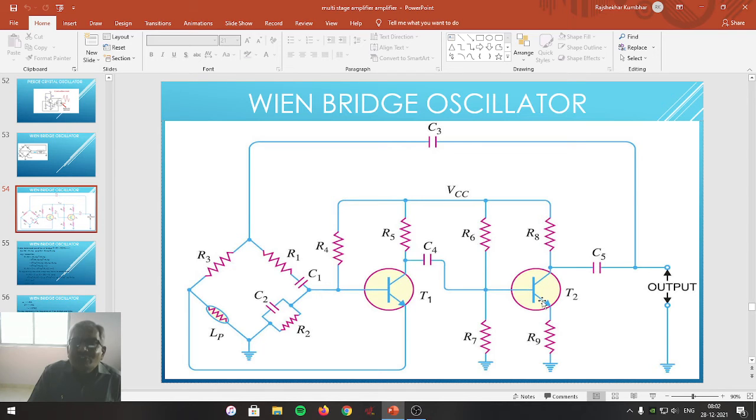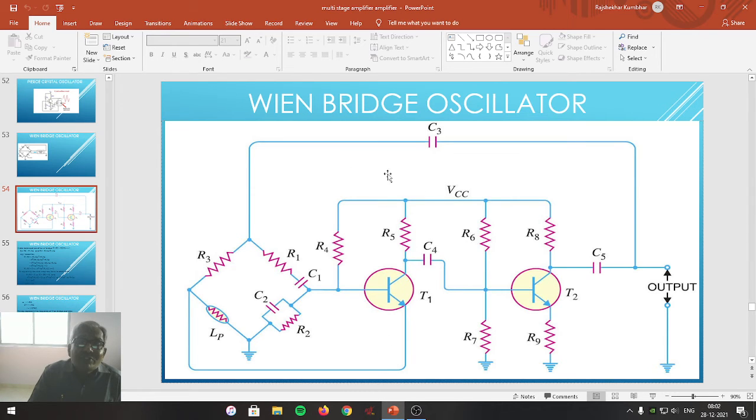For transistor T2, its biasing is adjusted by the voltage divider biasing network formed by R6 and R7, whereas R8 is going to act as a load and R9 is going to act as an emitter resistance. So this is a second stage amplifier. This is also in common emitter configuration.